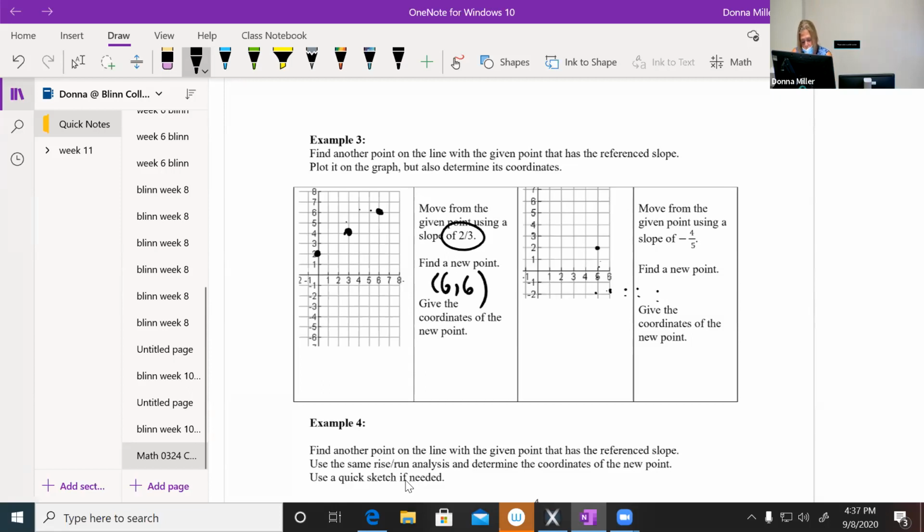So move up 1, 2, 3, 4, and 5 to the left. 1, 2, 3, 4, 5. So there's my next point. So I get (0, 6). And you can verify it works because I should be able to go down 4 over 5 and be right where I started. So if I go down 4 over 5, I'm where I started. Okay.